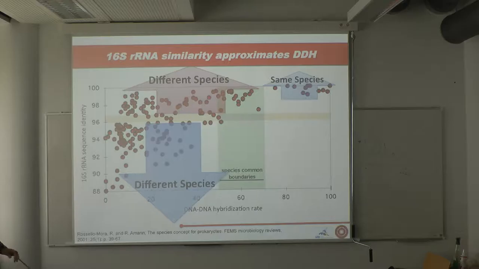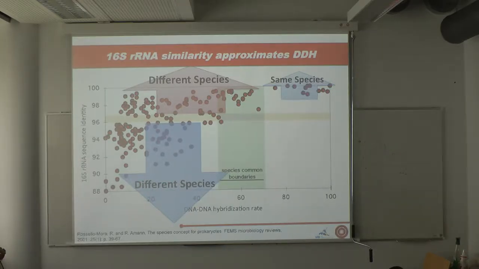Now for this slide, let's just assume that 70% were a good cutoff, or that we had a cutoff between 50 and 70, okay? This green. So everything to the right of this bar that is greenish is assumed to be a different species.